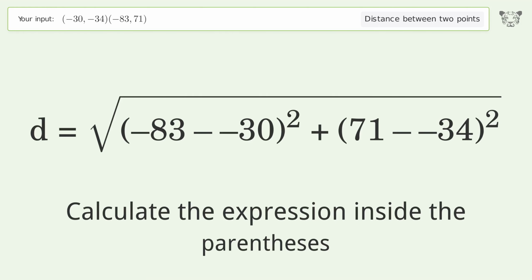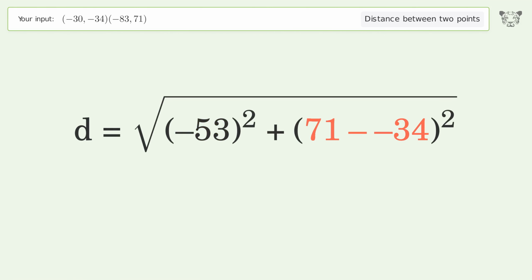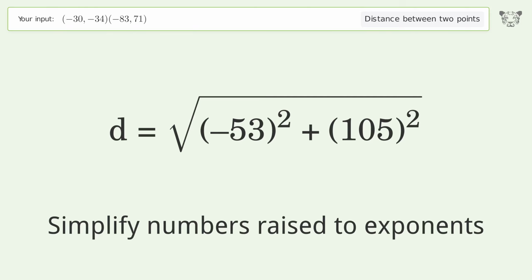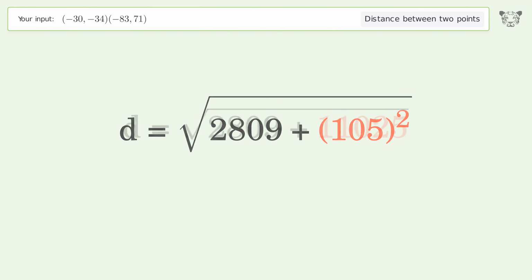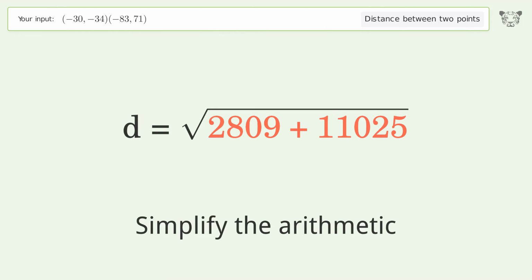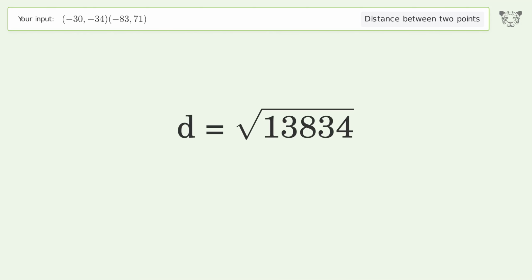Calculate the expression inside the parentheses. Simplify numbers raised to exponents. Simplify the arithmetic. And so the distance between the 2 points is the square root of 13,834, or 117.618.